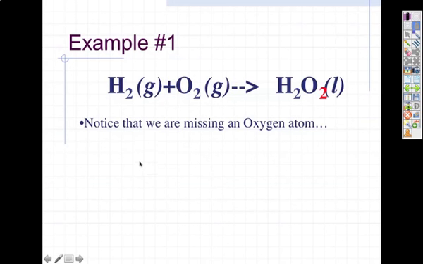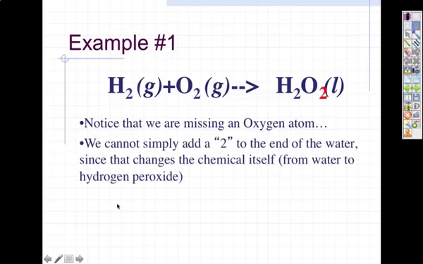Can I just put a 2 there? No, why? Yeah, then it's hydrogen peroxide, which is not something I want to drink. We simply can't add the 2 to the water because that changes the chemical itself to hydrogen peroxide. So that's a no-no for us. What we will do is change the coefficients.